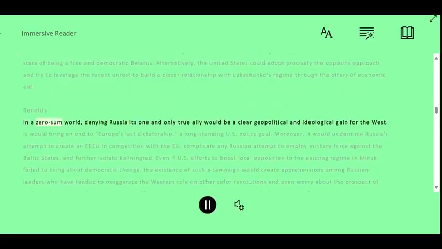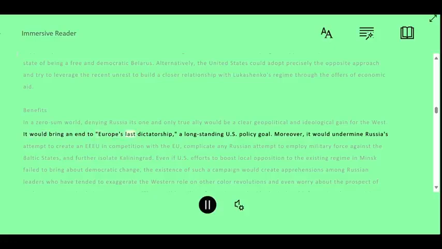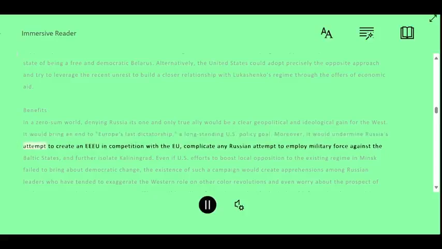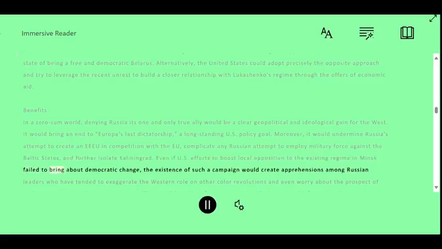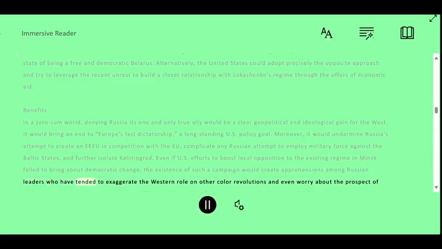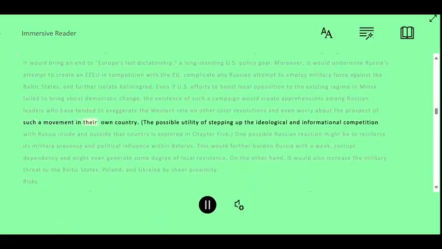Benefits. In a zero-sum world, denying Russia its one and only true ally would be a clear geopolitical and ideological gain for the West. It would bring an end to Europe's last dictatorship, a long-standing US policy goal. Moreover, it would undermine Russia's attempt to create an EU in competition with the EU, complicate any Russian attempt to employ military force against the Baltic states, and further isolate Kaliningrad. Even if US efforts to boost local opposition to the existing regime in Minsk fail to bring about democratic change, the existence of such a campaign would create apprehensions among Russian leaders who have tended to exaggerate the Western role in other color revolutions and even worry about the prospect of such a movement in their own country.